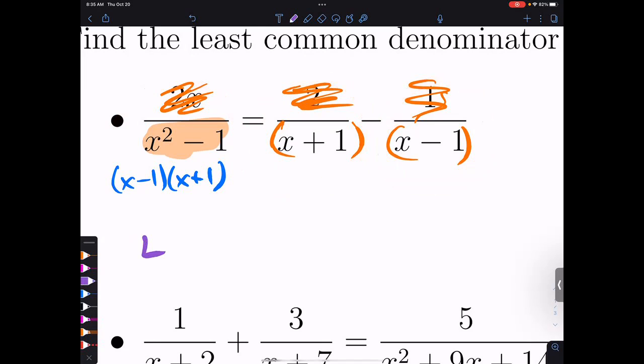What is the least common denominator for those three things? Something that they all go into, or something that we can build up to using just multiplication. This, and this, and this.